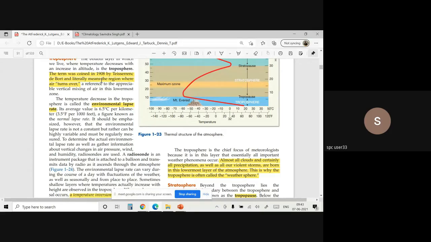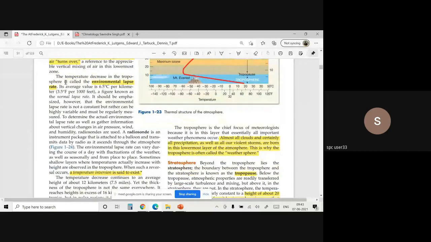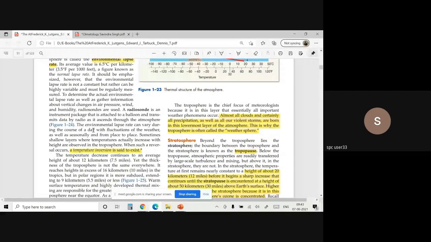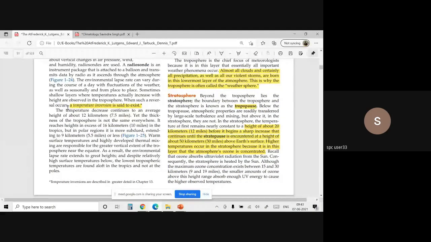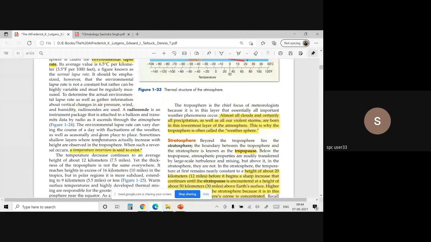The term was coined by Teisserenc de Bort, and it means the region where a lot of tumbling, turning over takes place. The temperature decreases, as I said. In the book also you'll see that it has been highlighted, typed in bold: the environmental lapse rate. Then I've highlighted this, but you may not get the connection of it right away: a temperature inversion is said to exist. Let us leave this aside and we'll come to this para here.